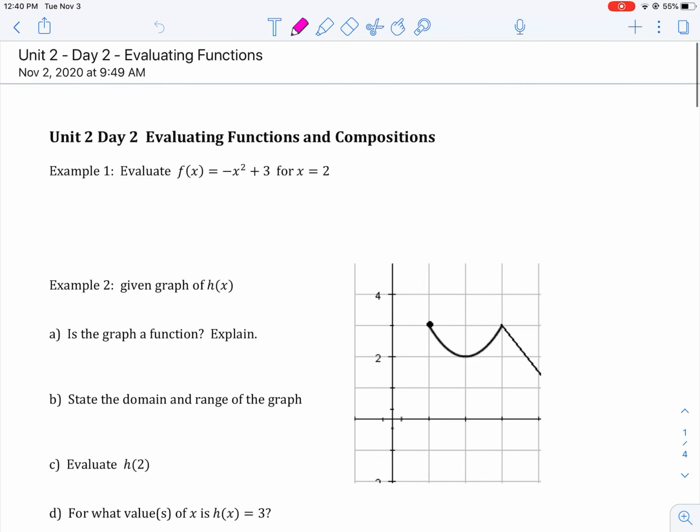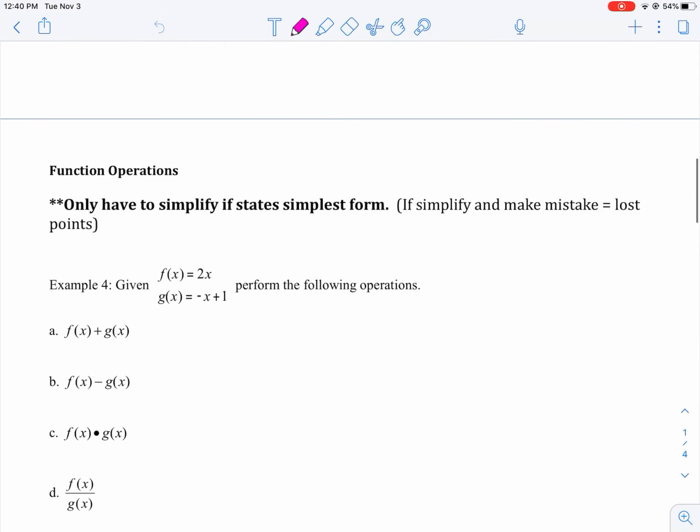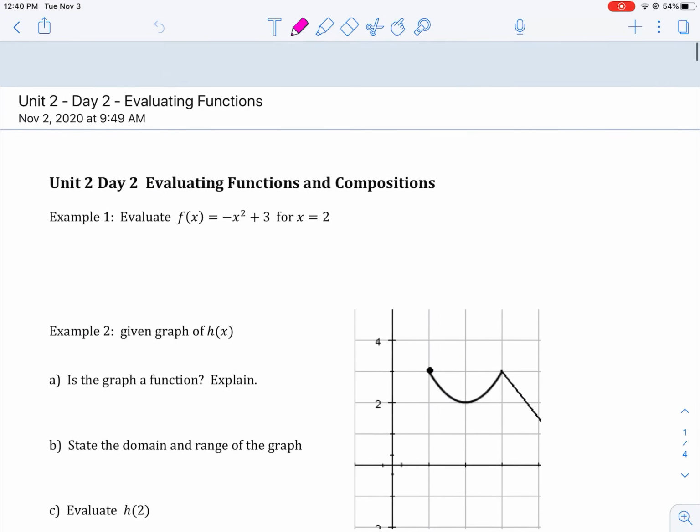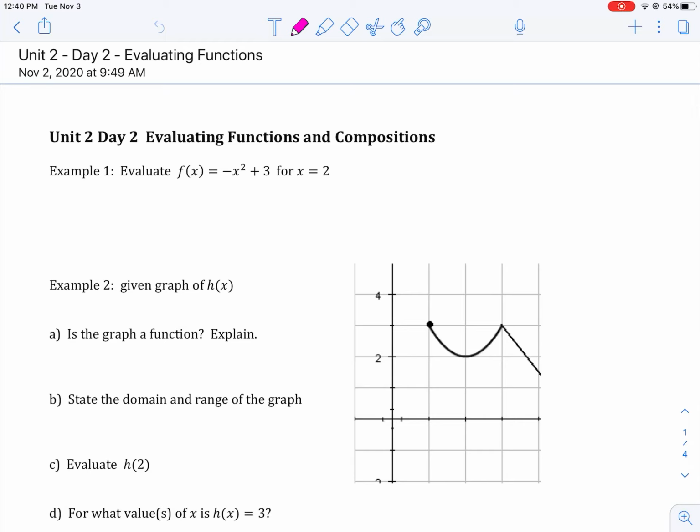We're going to be evaluating functions and compositions. It's important to keep some of those qualities of a function in mind. The most important one is no repeating x values. But this lesson we're not going to talk about that one so much. We're just going to be evaluating functions and the composition of functions.